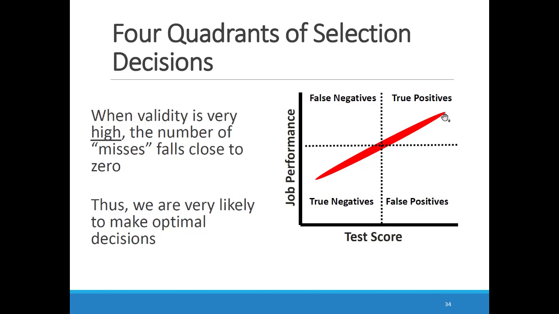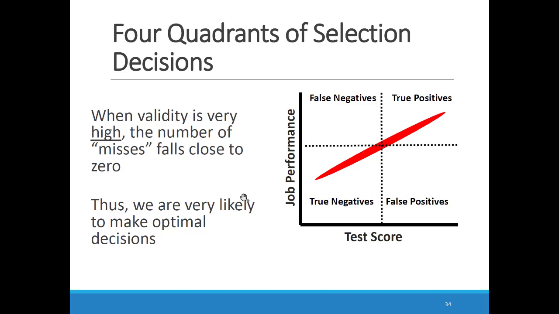And you can see that for this particular test that has very high validity, if you look at the red dots, for the false negatives and the false positives, it's just a very small piece, right? It's just like a tiny sliver of red in each of those quadrants. In fact, most of the scores fall into the true positives and the true negatives. So that is a graphical illustration of what happens when you have high validity.